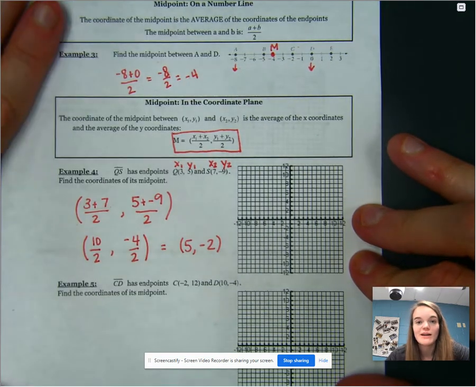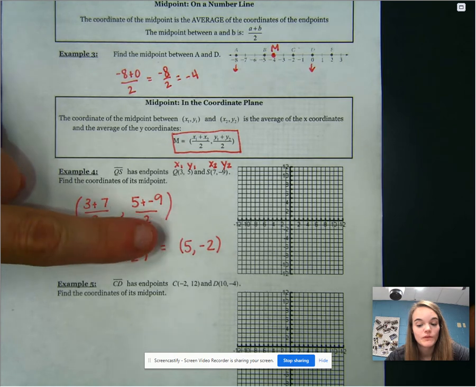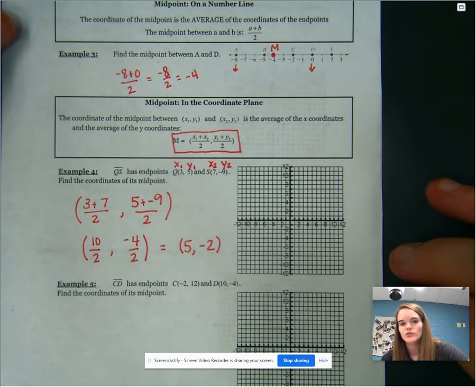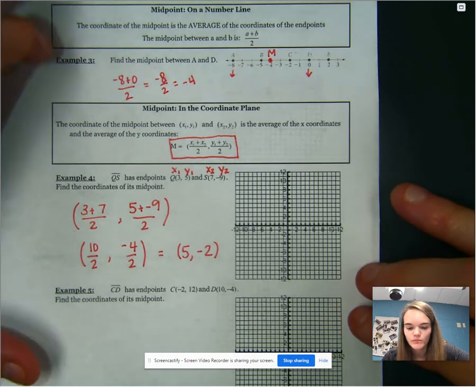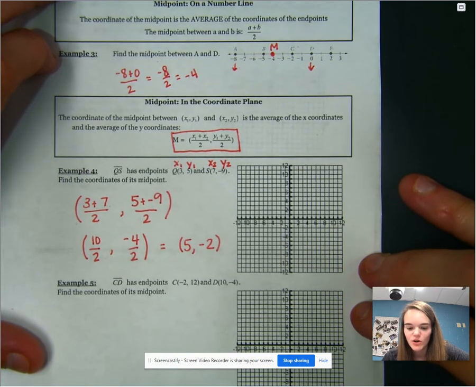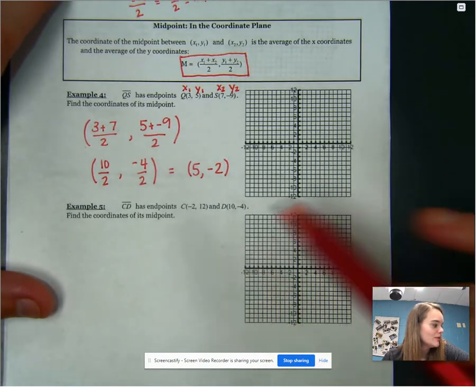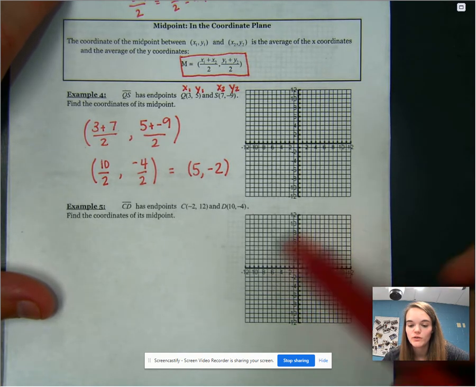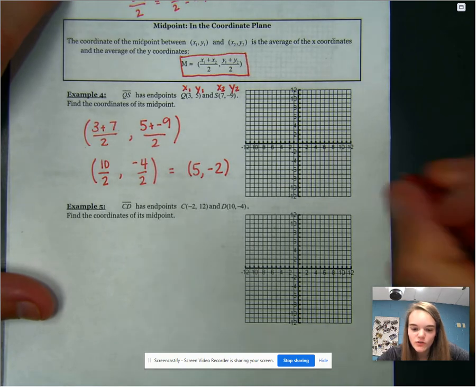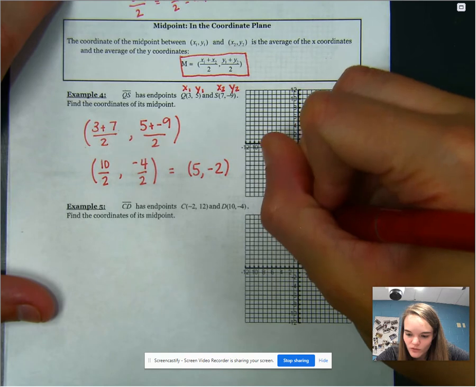On example 5, I'm actually going to show you how we could use a graph instead of using the formula. And you get to choose. I'll always let you use either the formula or the graph if it's possible to use the graph, okay? So let's try using the graph on example 5. Of course, why don't you go ahead and try the formula on example 5, and then you can make sure that this way works. Okay, so to do this, we are going to graph C, negative 2, and then 12.